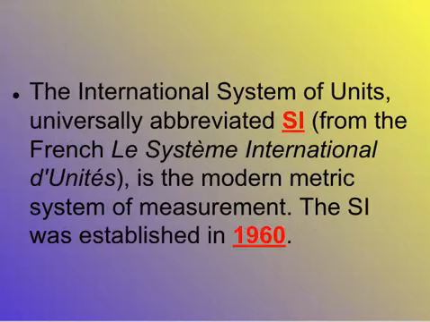So the modern day version of the metric system is the International System of Units, and it's abbreviated SI. And this came about in the 1960s. A lot of times we talk about the metric system here in class. Technically, that's an outdated term. It's the International System of Units, or the SI system.